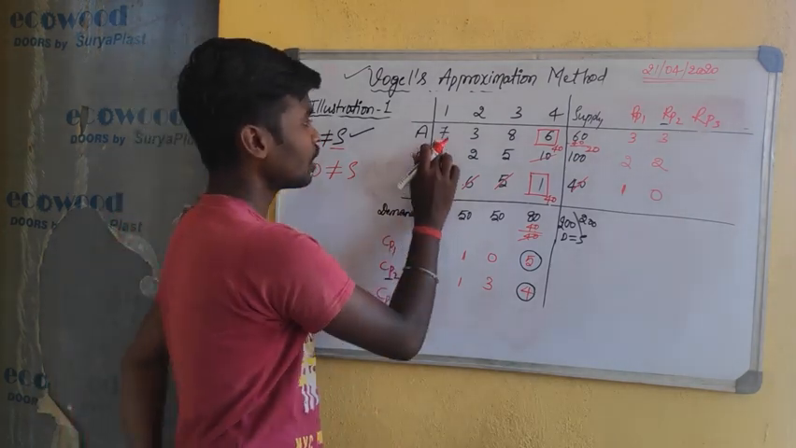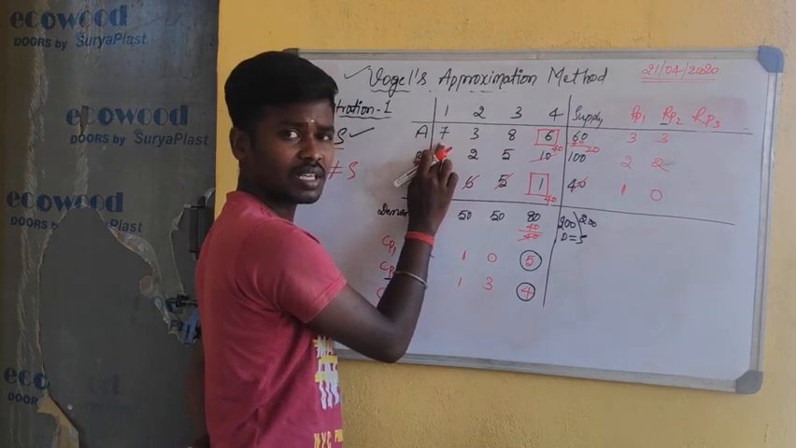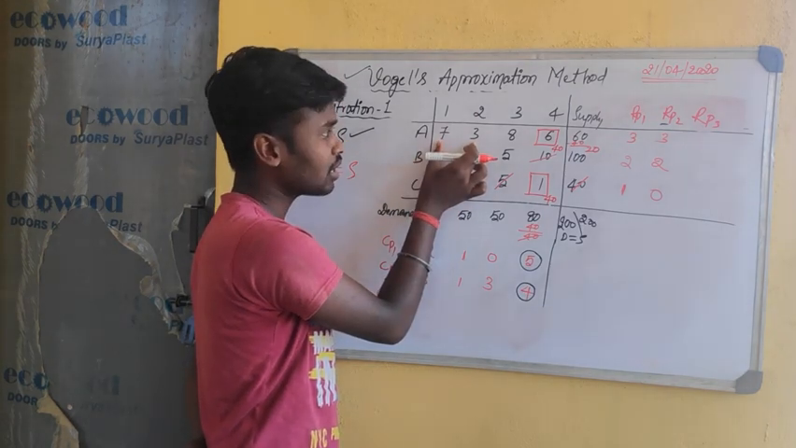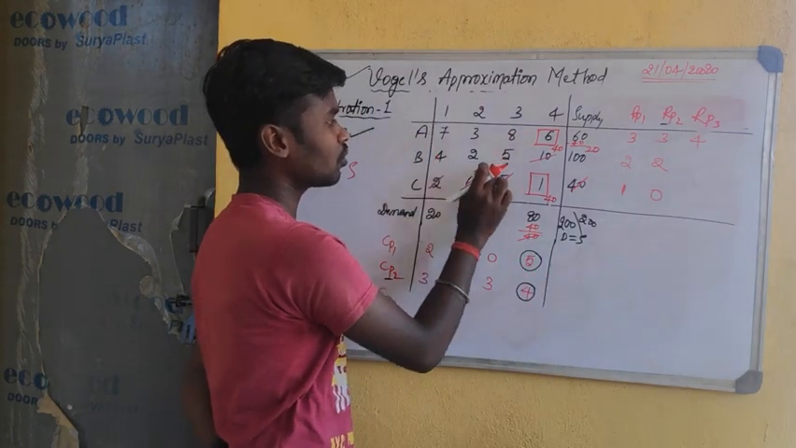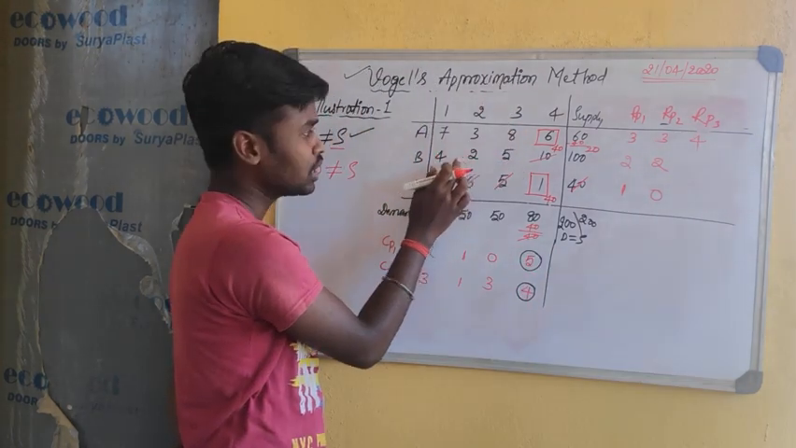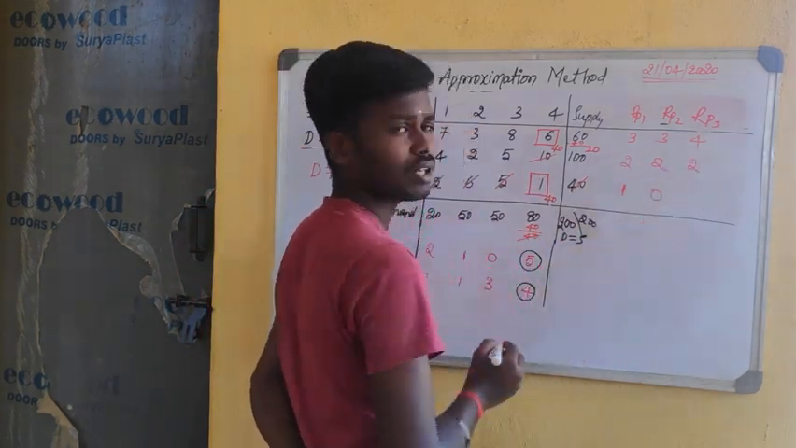See, first row, first least number 3. So second least number 7. So what is the difference between this 7 and 3? So 4 is your penalty. So similarly in second row, what is the first least number? 2. Second least number 4. So what is the difference? So 2 is your penalty.